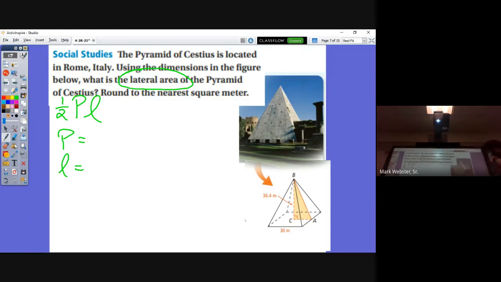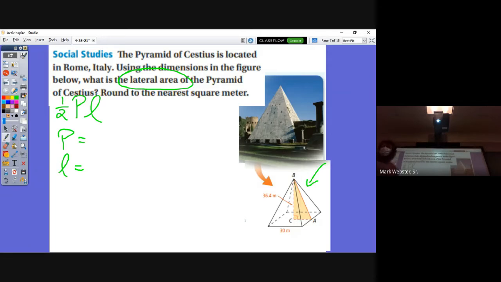So here are the dimensions that they give us down here. I want you to notice they did not give us the slant height. They gave us the altitude height, the from the floor to the ceiling height. We don't want that. We want down the side, right? So we're going to have to do a little bit of work with Mr. Pythagoras, right?